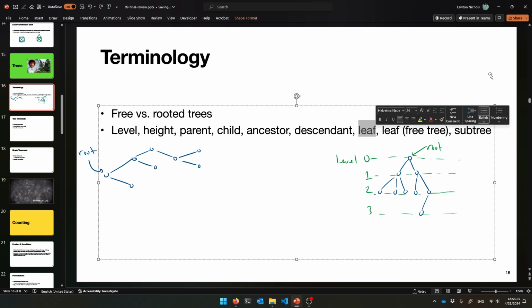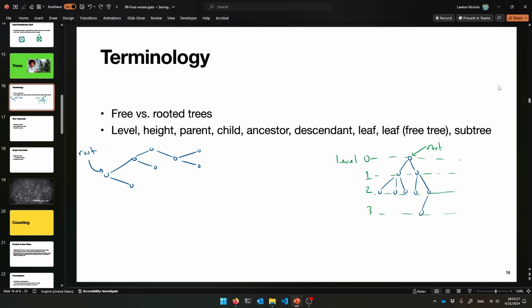Leaves, in a rooted tree at least, are nodes that have no children. So these guys are leaves. In a free tree, let's pretend for a second there is no root here, your leaves are just any nodes that have degree 1, essentially, treating it like a graph. This would be a leaf in the free tree. This would be a leaf. This would be a leaf. This would be a leaf. They only have degree 1.